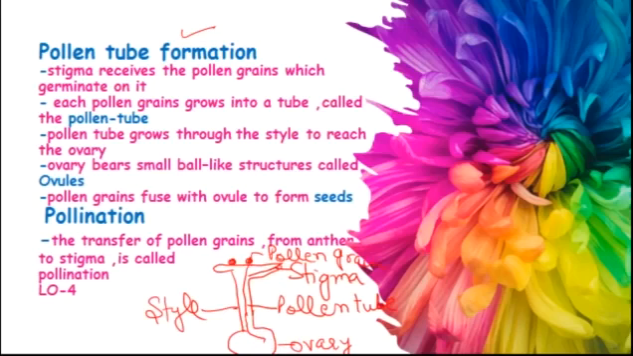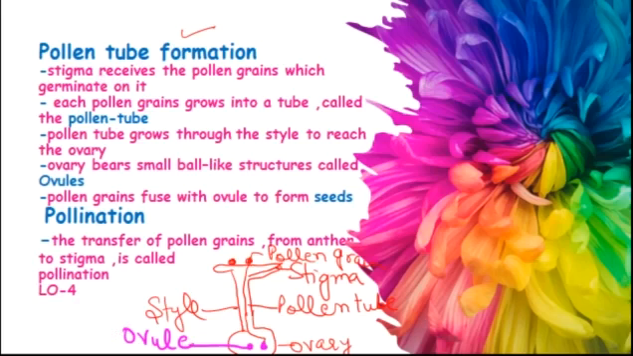What is there inside the ovary? Ovules are there. So this pollen tube moves towards the ovule. They reach the ovule, and after the fusion of the pollen grain with the ovule, they make the seed. Clear?